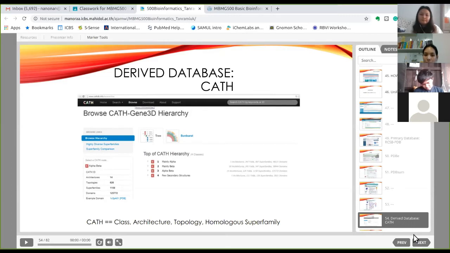The next type is called derived database or secondary database. So the example that I show here is the database called CATH. CATH stands for Class Architecture Topology Homologous Superfamily, CATH. So you can see these kinds of acronyms across various bioinformatics data sources. They will have a full name, and then they use the first letters to come together to form a pronounceable name.